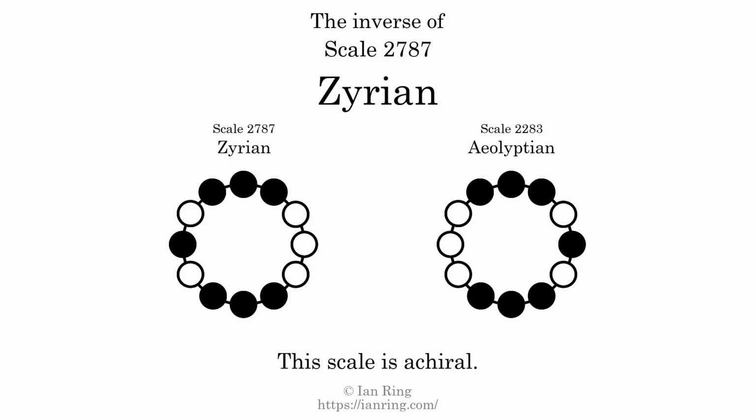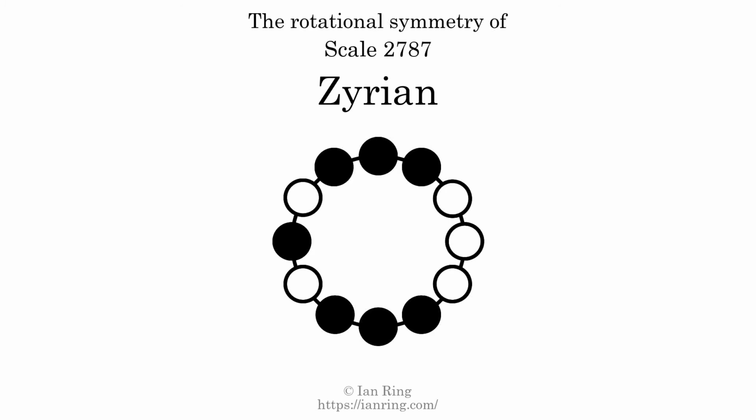The inverse of a scale is a mirror image. It is what you get when the sequence of intervals is reversed. The inverse of this scale is scale 2283, also known as the ellipsion. This scale is achiral, since it can transform into its own reflection by a rotational transformation. This scale has no rotational symmetry.